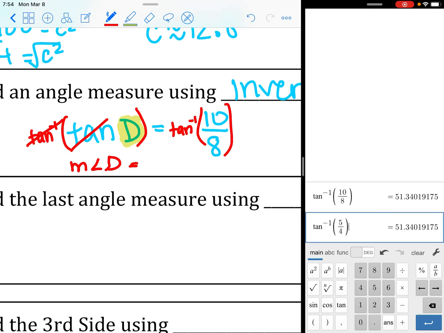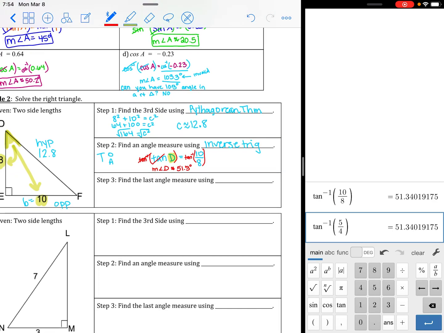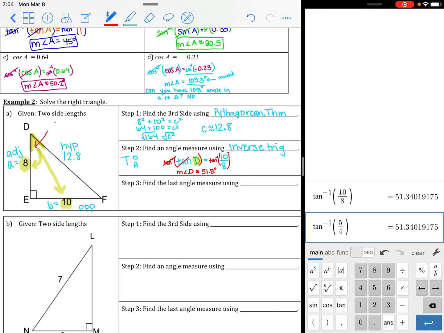So if I want to round this angle measure to the nearest tenth, the measure of angle D is going to be approximately 51.3 degrees. So angle D is about 51.3 degrees. So all I have left is to find angle F, and that will give me all three sides and all three angles.